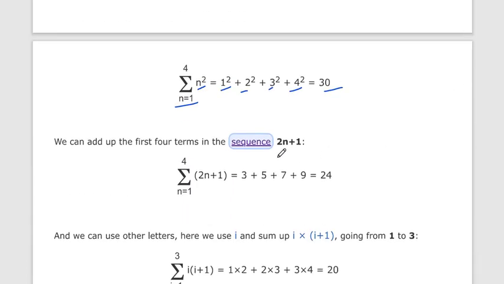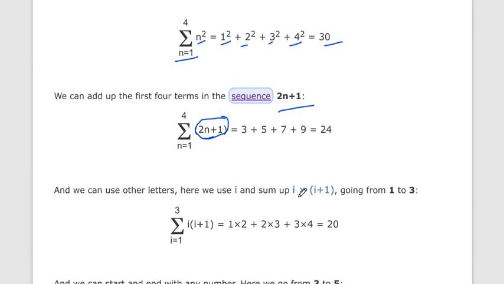We can also take 2n plus 1, with n from 1 to 4. We can take anything in the sum part, and any limits, 1 to 4, 1 to 5, 6. We can also use I instead, so here we take the sum of I into I plus 1.